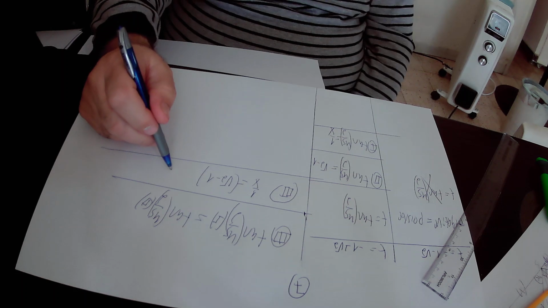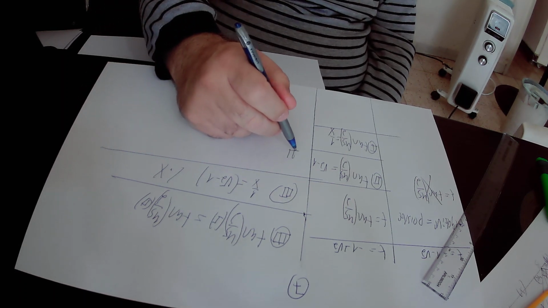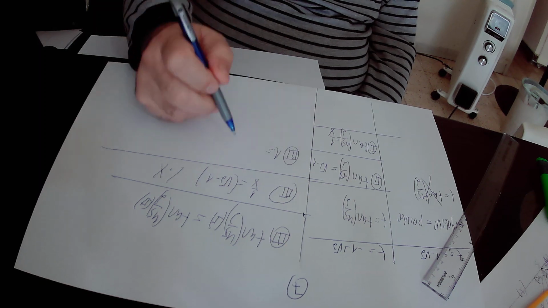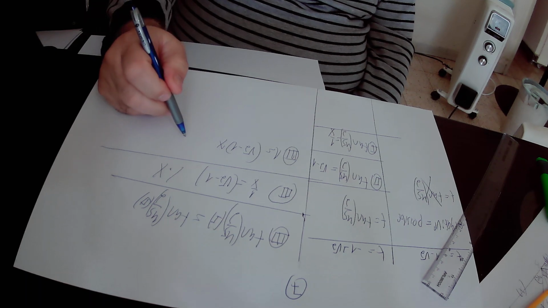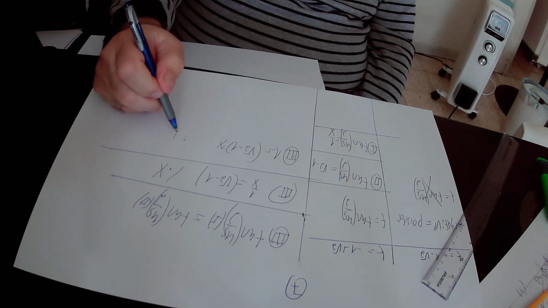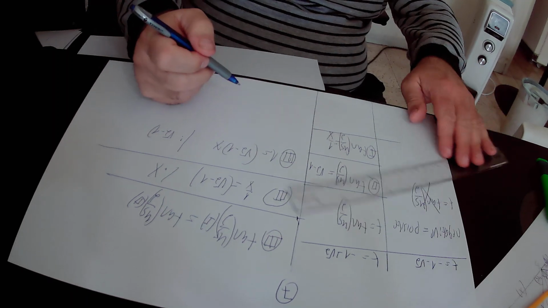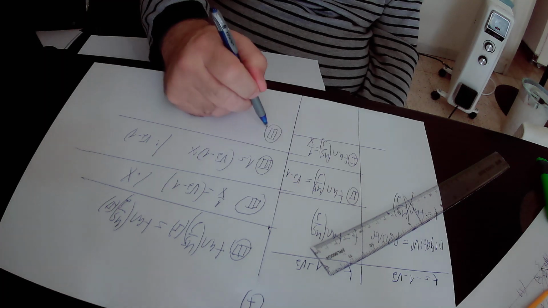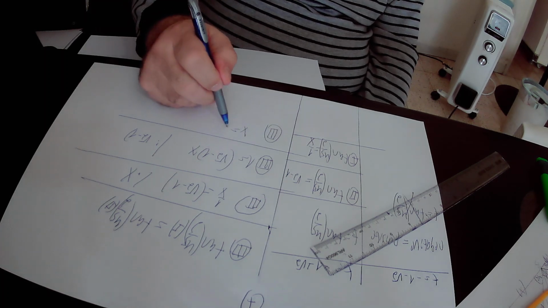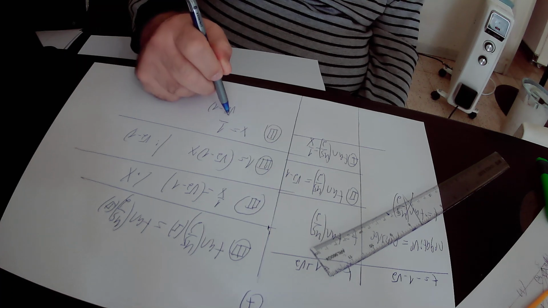Here we will multiply this equation number 3 by x, and we get that 1 equals the square root of 2 minus 1 times x. Here we divide this equation number 3 by the square root of 2 minus 1, and we get that according to equation number 3, x equals 1 over the square root of 2 minus 1.